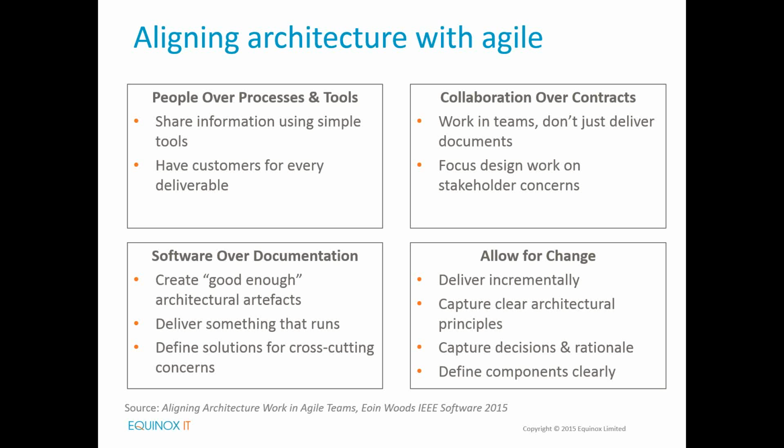This will allow the architecture to better cope with changing priorities and allow decisions to be made when more complete information is available. A good way of communicating architectural direction is via architectural principles, which guide other design decisions. And then just ensure that decisions are captured along with the rationale for the decisions. That could just be on a wiki, it doesn't have to be a high formality deliverable, and also defining the components involved clearly.